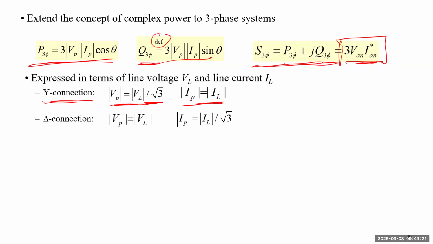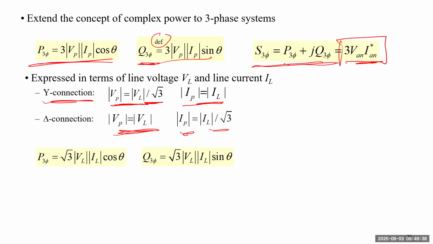But for a delta connection, the phase voltage is equal to the line-to-line voltage, but the phase current is equal to the line current divided by 1.73. So how can we utilize the measurements to calculate three-phase complex power? If we use the line-to-line voltage and line current, which are more easily measured, we can prove the three-phase complex power will be the root of 3 multiplied by the product of line-to-line voltage, line current and power factor.